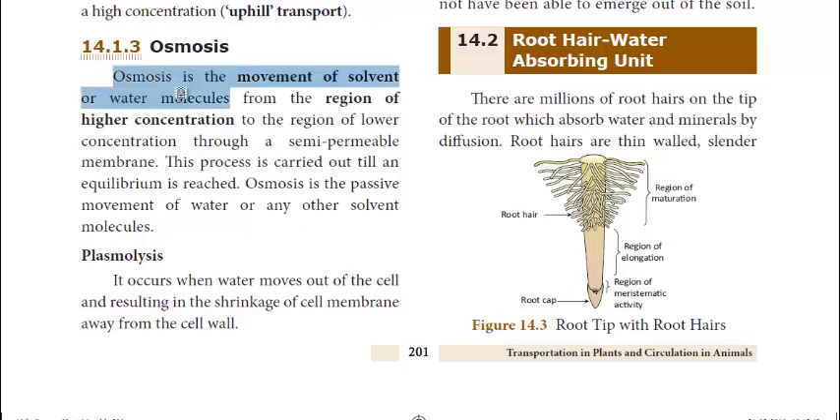So once again, I would like to highlight this. I am reading the definition of osmosis. Osmosis is the movement of solvent or water molecule from a region of higher concentration to the region of lower concentration through, again I am underlining this, semi-permeable membrane. அது ரொம்ப ரொம்ப இம்பார்ட்டன்ட். நீங்க எழுதும் போது கூட அண்டர்லைன் பண்ணிடுங்க.